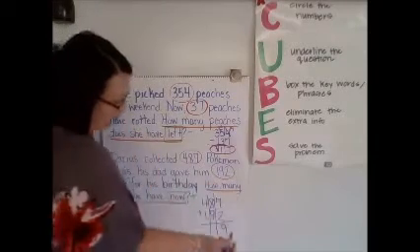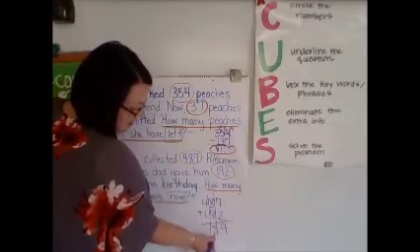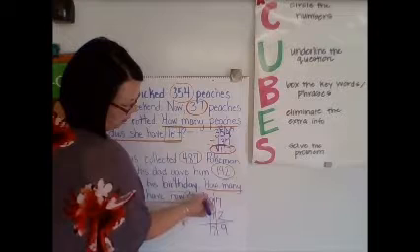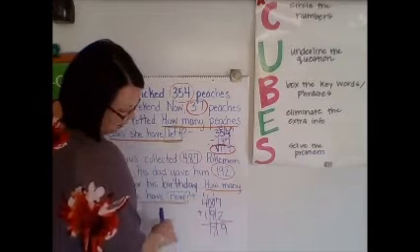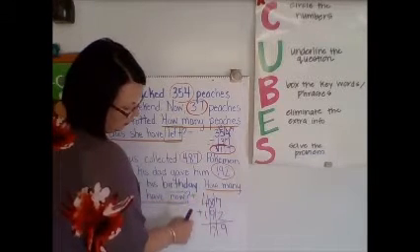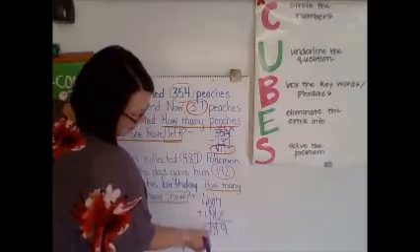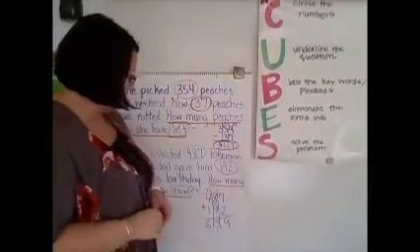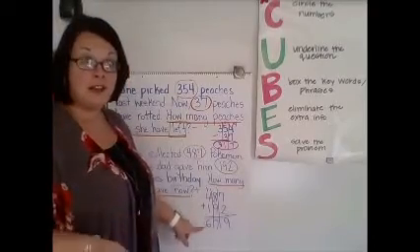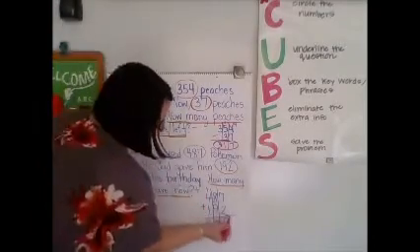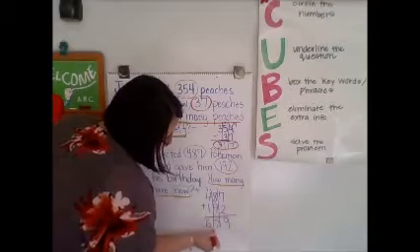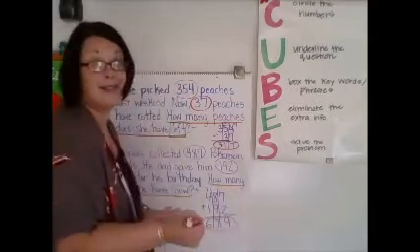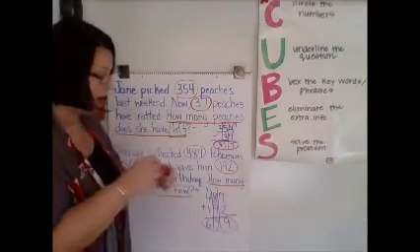I do need to regroup. 7 stays here. That extra 1, which is a 10, gets carried over the top. And then 1 plus 1 plus 4 is 6. So your answer is 679 Pokemon cards. Darius has quite a few Pokemon cards.